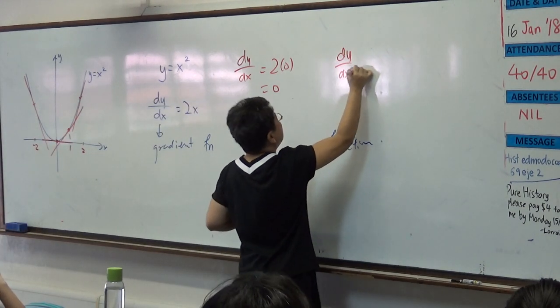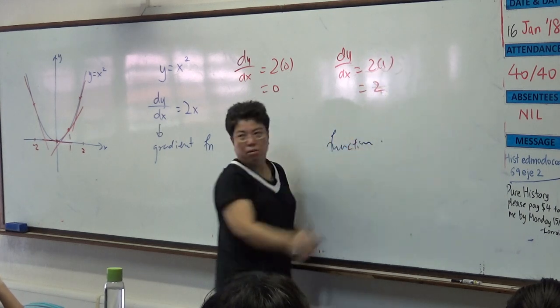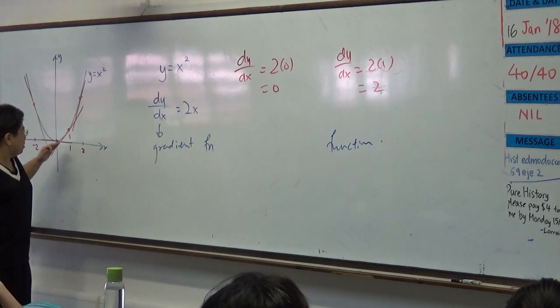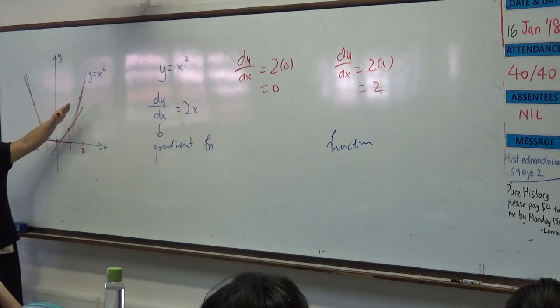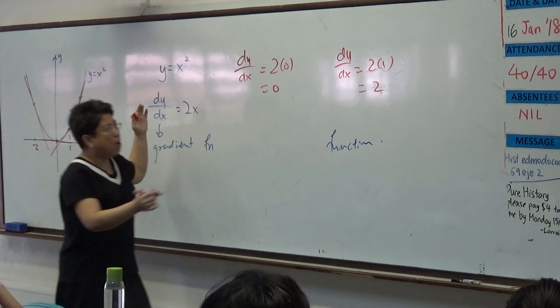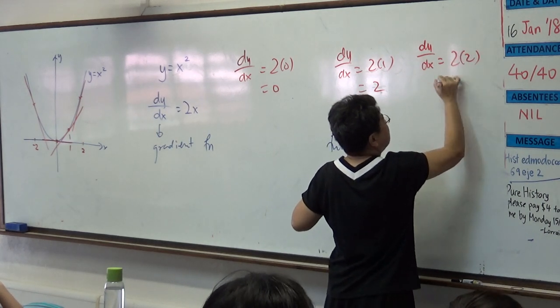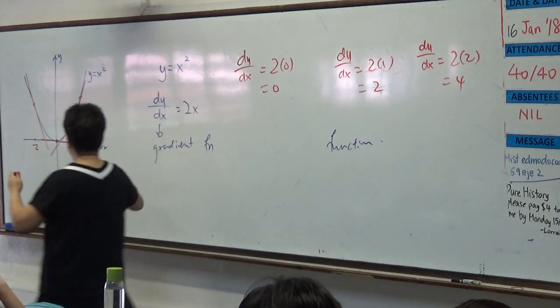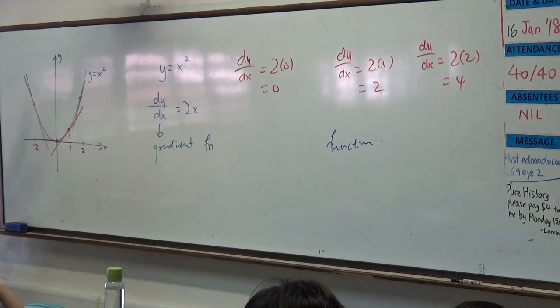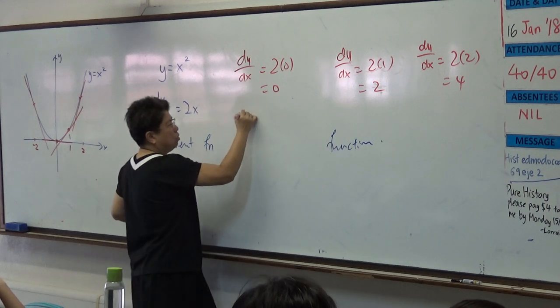x equals to 1. Very good. Will be 2 into 1, right? What's the gradient? 2. Do you agree that this is going up this way, so it must be positive gradient? Yeah. Okay, what if I want at point 2? Answer? 4. Now, can you see this is steeper? Of course it's 4. Okay, now how about this side? What if I want it at -2?